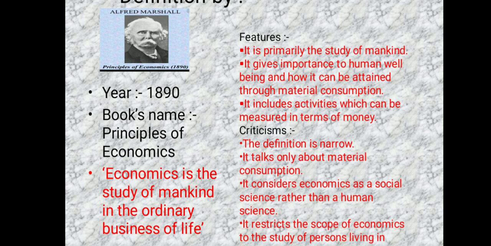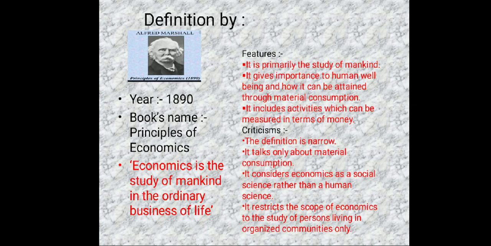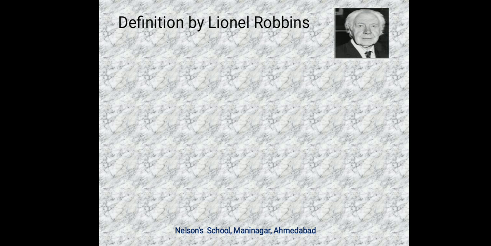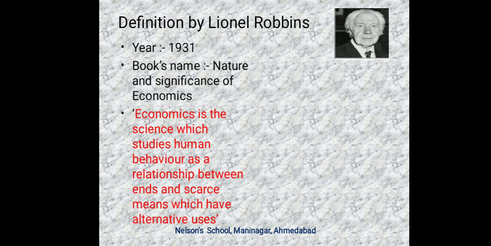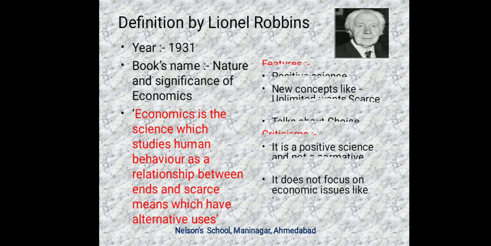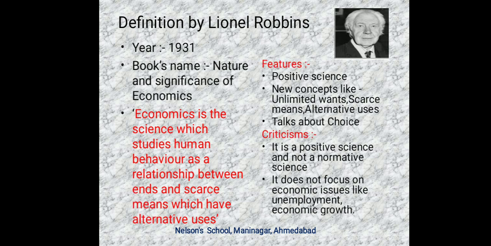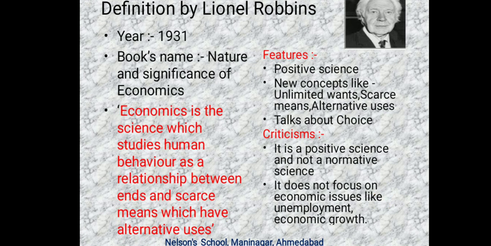So we have just now seen the definition of economics, that is the wealth definition by Adam Smith, and the welfare definition of economics by Alfred Marshall. Moving on to the third one, that is the definition given by Lionel Robbins. His definition is also known as the scarcity definition. The most accepted definition of economics was given by Lord Robbins.